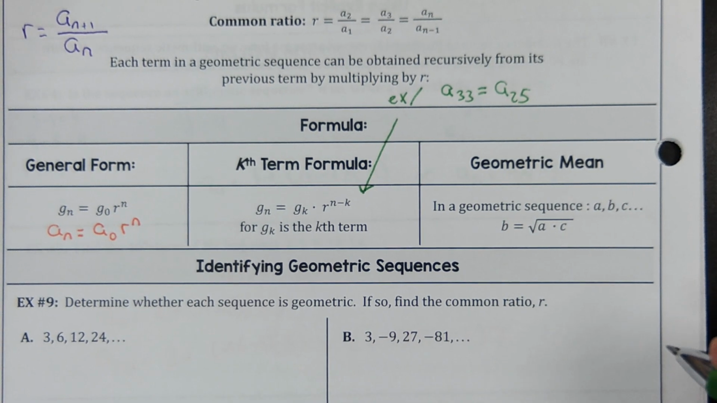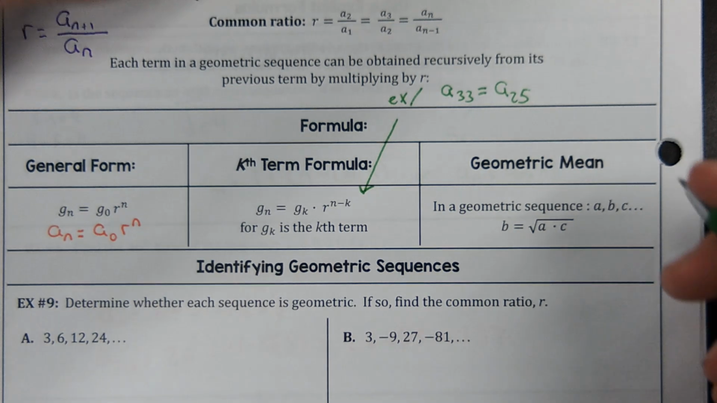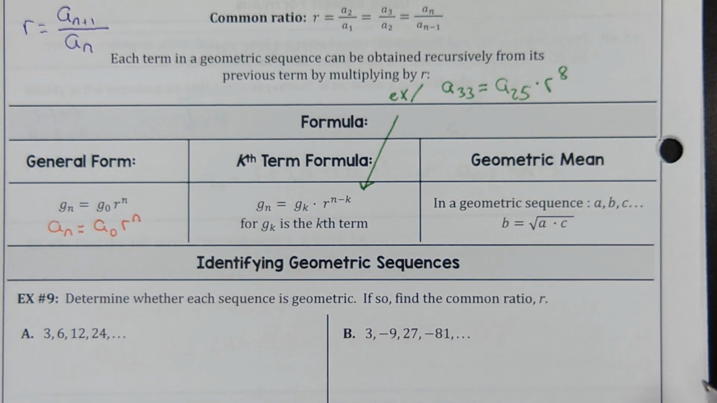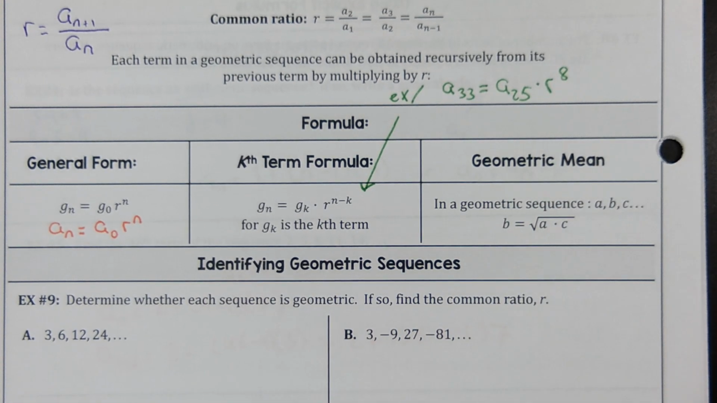How far apart are those two terms? 33 and 25. 8. So if you multiply A25 by r to the 8th, it'll get you to A33. So that's the way of reindexing the formula. Notice I didn't even use the first term. So I could, but I don't have to.